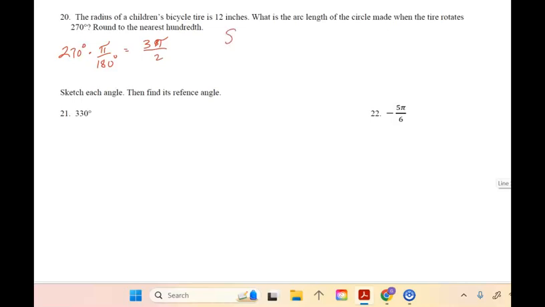All right, so now I can do my arc length is the radius, which is 12, times theta in radians. So let's see, 12 times 3 times pi, and divide by 2. 56 point, it's in hundredths, so 56.55. And let's see, this is in inches.